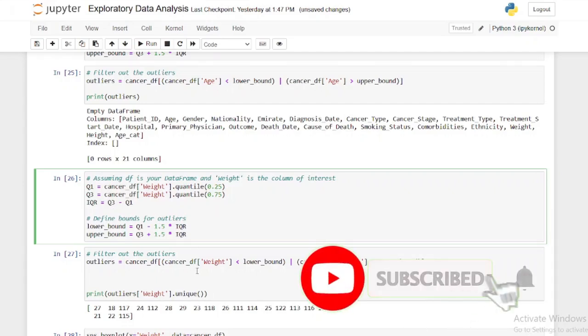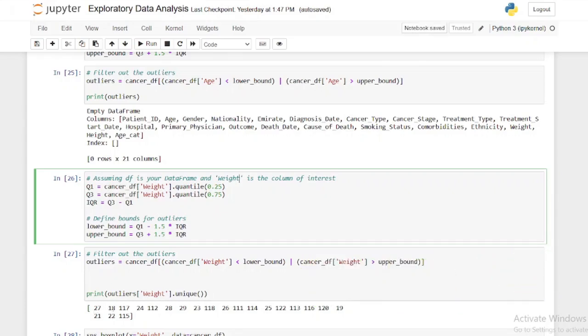And you can see with this we're able to filter out our outliers, and our unique outlier values were 27, 18. So we have weights as low as 27 kg, 18 kg, 24, 28, 29, and these are probably real outliers, because remember that the lowest age we had was 18 years. And is it possible for somebody to weigh 27 kg?